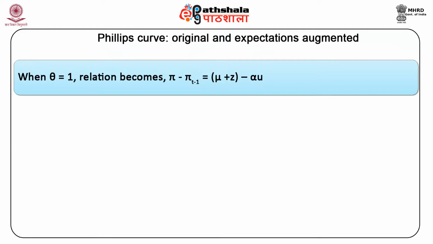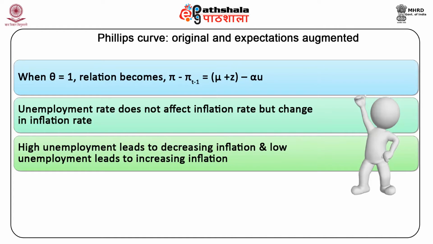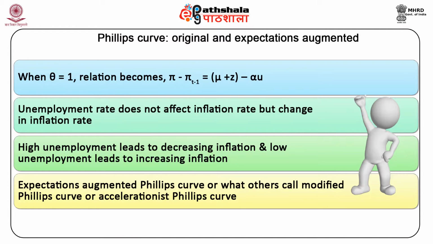When theta is equal to 1, the relation becomes inflation minus inflation in time t minus 1 is equal to mu plus z minus alpha u, implying that the unemployment rate does not affect the inflation rate but rather the change in inflation rate. High unemployment leads to decreasing inflation and low unemployment leads to increasing inflation. This is the expectations augmented Phillips curve, or what others call the modified Phillips curve or accelerationist Phillips curve.